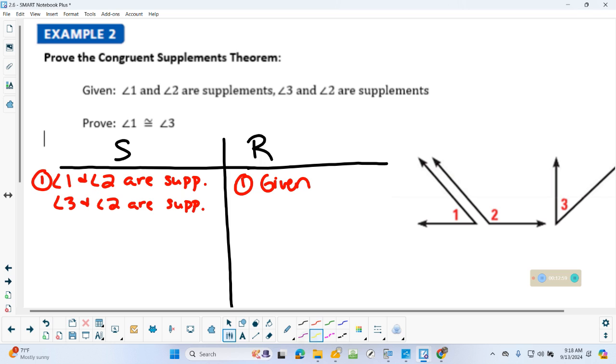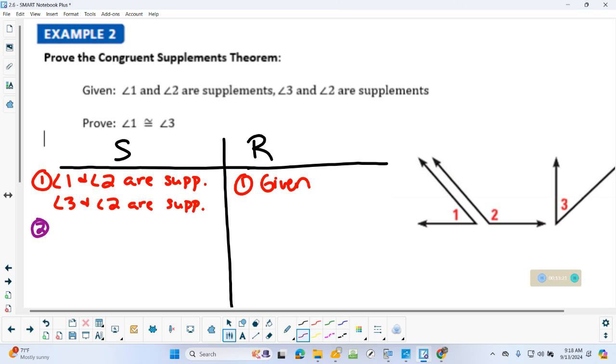Now, here's the Debbie Downer part of this. I can't use the congruent supplements theorem. If I could, I would be done in a heartbeat. They want us to prove that actually works. And this is good. We can practice our vocabulary. So right away, I'm like, okay, supplements. We know supplements add to what?